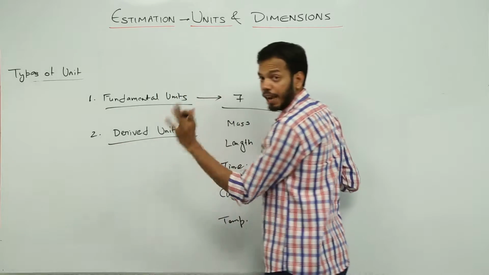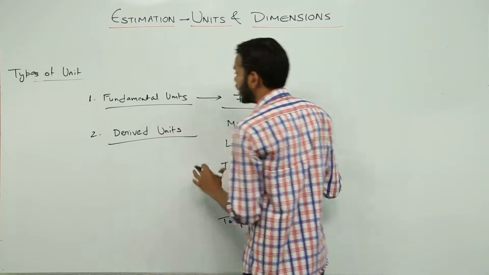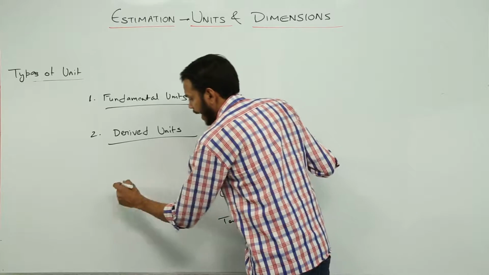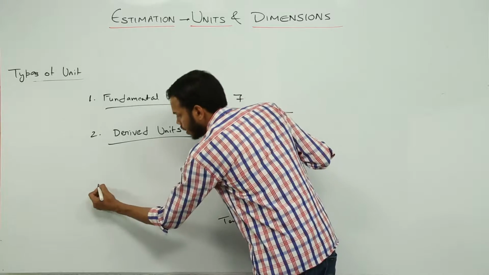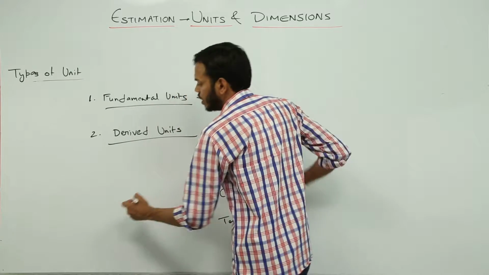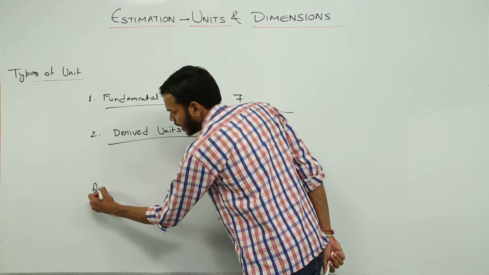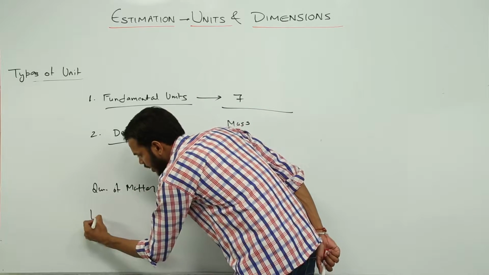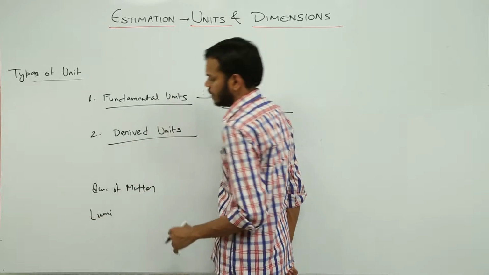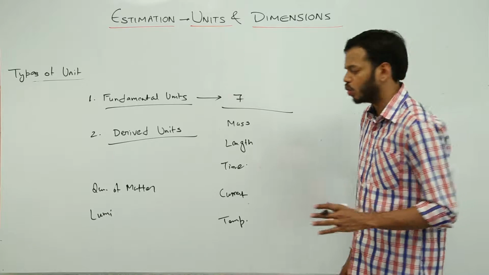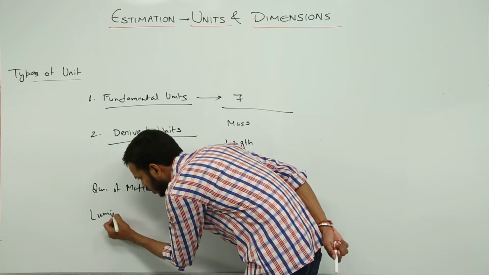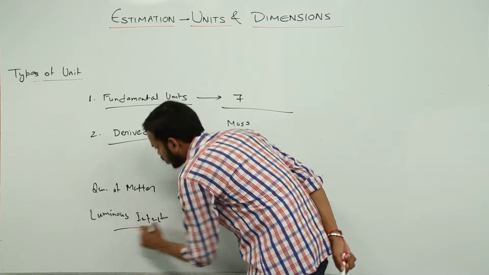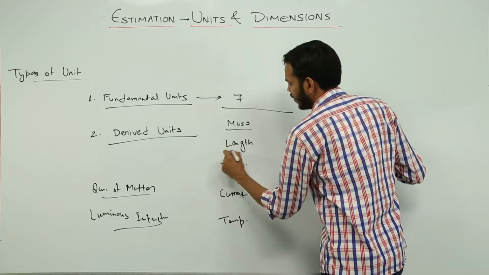I am not writing derived units right now. I am writing only the fundamental quantities, which are 7. Mass, length, time, current, temperature, and the last 2, quantity of matter and luminous intensity. Luminous intensity you are not going to study very soon until you reach your graduation.